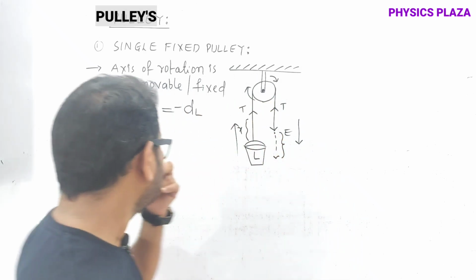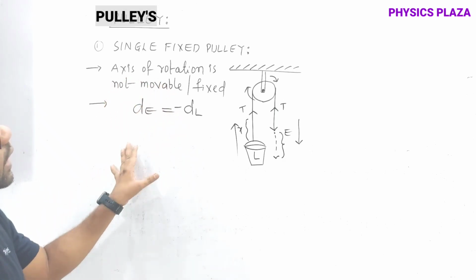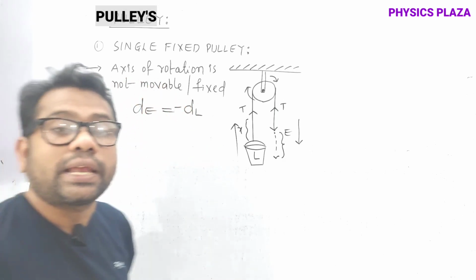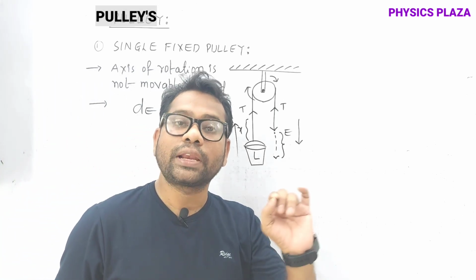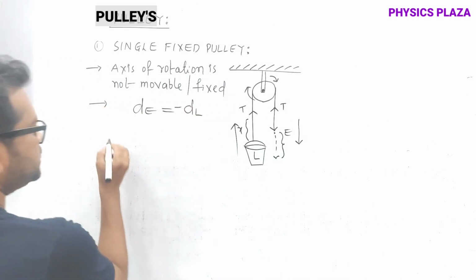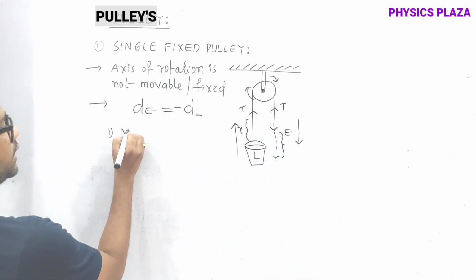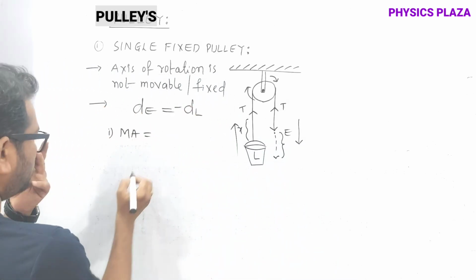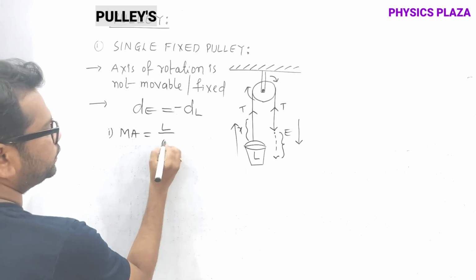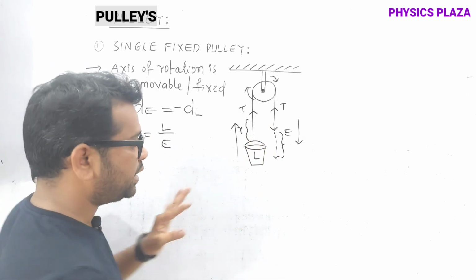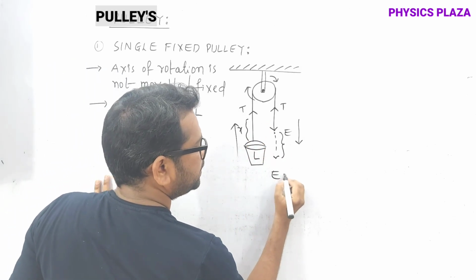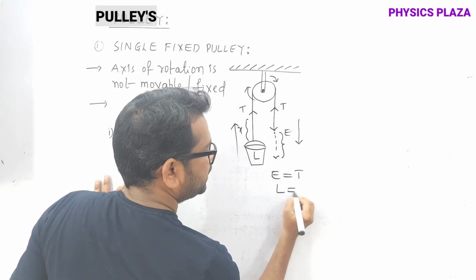Okay children, fine. So this is the information regarding the single fixed pulley. Now let us calculate its mechanical advantage and its velocity ratio. First let us calculate mechanical advantage. We know mechanical advantage is equal to load by effort. But in equilibrium, which is very important, effort is balanced by tension, and load is balanced by tension.